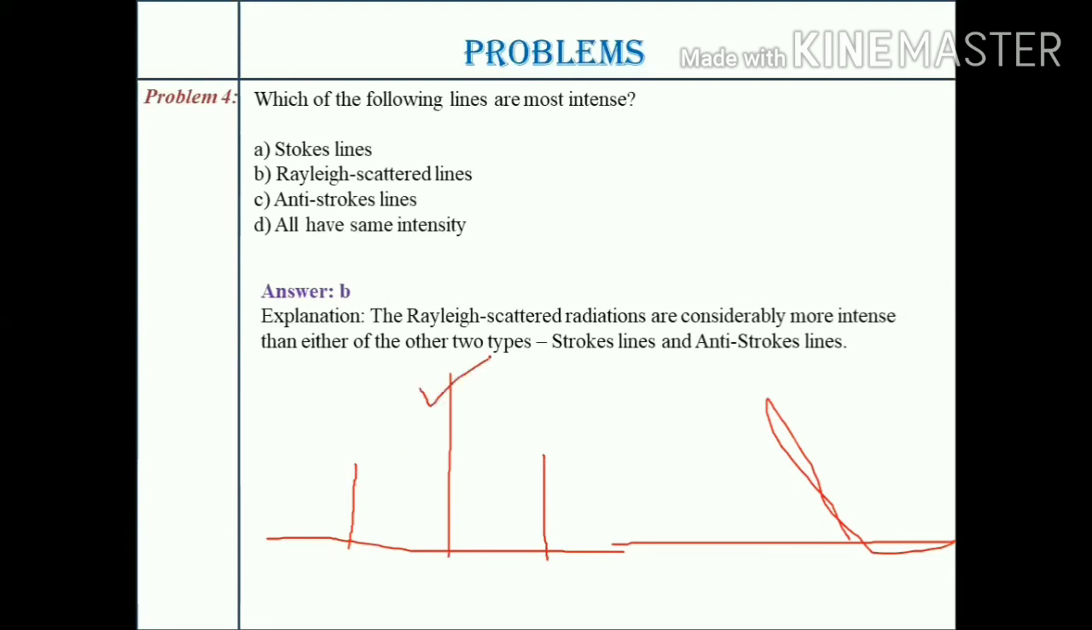Definitely this is the one which has high intensity, the most intense. So it is the Rayleigh scattered radiation, the Rayleigh scattered line. This is the correct answer for the question. The Rayleigh scattered radiation is considerably more intense than either of the two lines obtained in the spectrum, that is the Stokes line and the anti-Stokes line. So it is the Rayleigh scattered line which is the answer to this conceptual question.